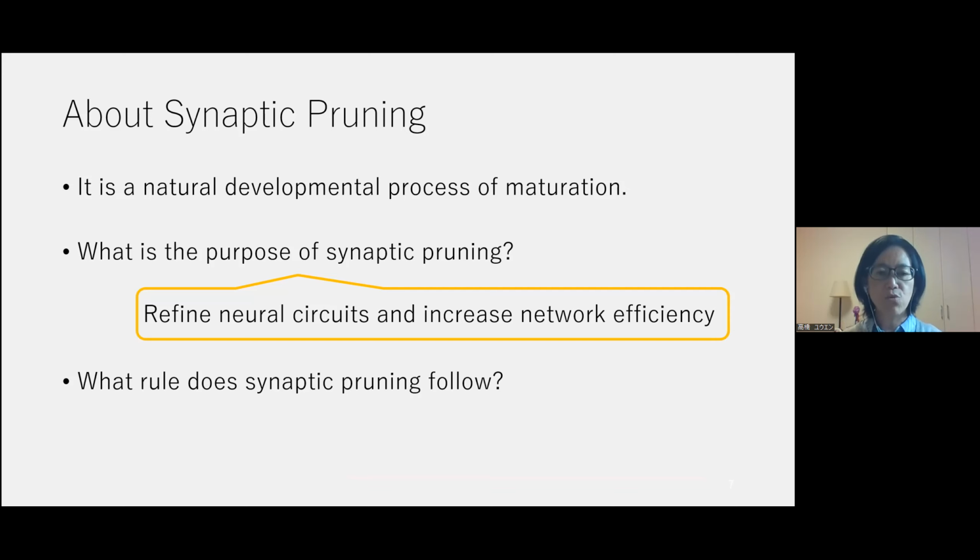Are there any rules that our brain follows when they do the synaptic pruning? And it seems like there's the rule of use it or lose it.